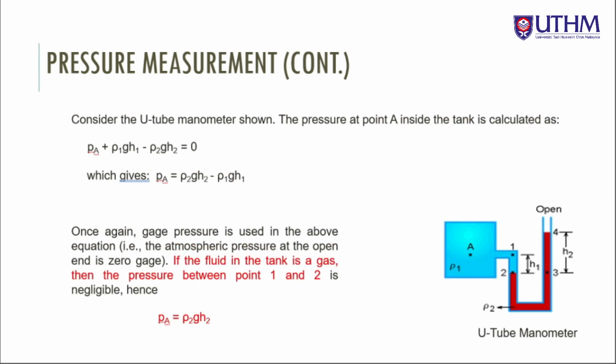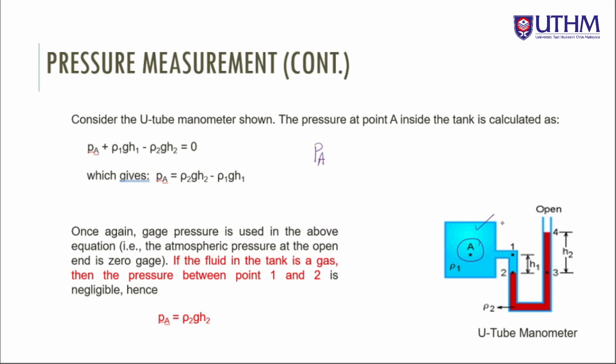Okay. So consider the U-tube manometer shown. The pressure at point A inside the tank is calculated as, nak senang kan, macam yang ni lah dia kata. Kalau ikut saya lah, kita start dari sini kita ada PA. Okay, the gauge pressure yang kita nak cari tu.